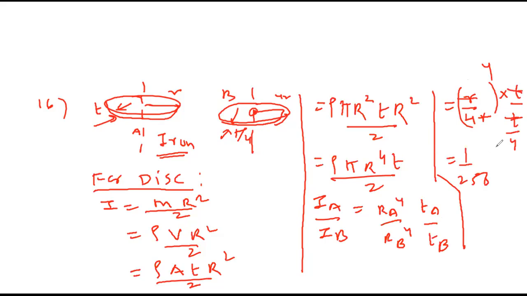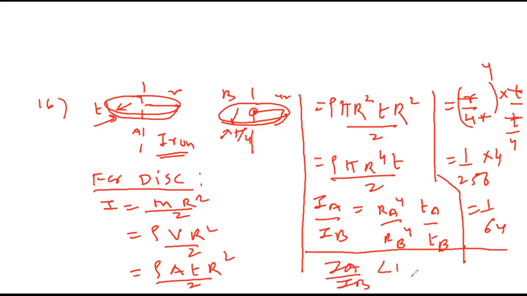1 upon 4 raised to 4 is 256. This 4 goes up, so it will become 1 upon 64. 1 upon 64 is obviously less than 1. I_A upon I_B is less than 1. That means I_A is less than I_B. This is the answer: I_A less than I_B.